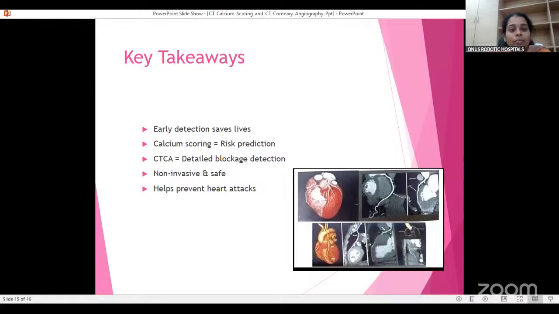So the take-home message is that whatever we suggest, the CT calcium scoring or the CT coronary angiogram, it is going to detect your coronary artery disease at a very early stage, and it correlates better with your risk prediction, so that we can stratify patients and decide management, whether lifestyle or invasive. And as it is non-invasive, it is patient friendly.